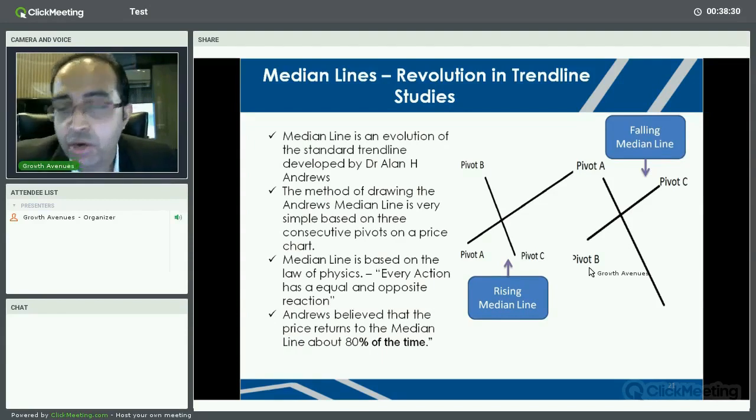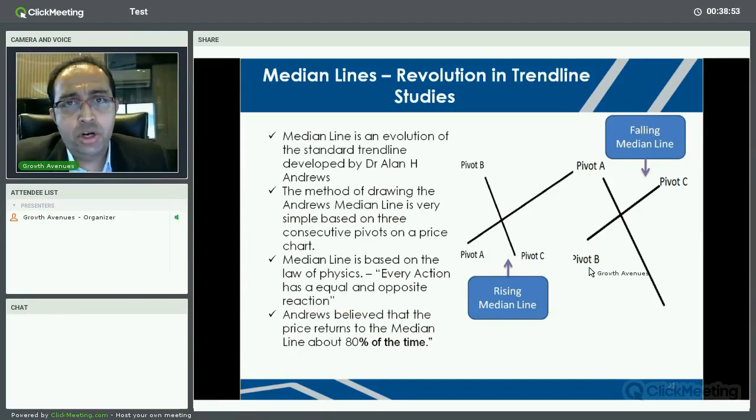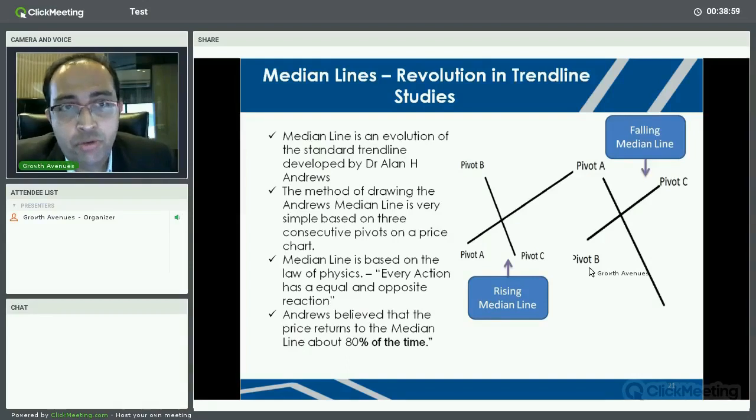But the concept of median line itself is a fascinating subject, and that's what I'm here to show you, how the trend line study is quite a revolution in itself. You can see here that the median line concept is based on Newtonian principles, which is every action has an equal and opposite reaction. And the median line concept was used by Dr. Alan H. Andrews, who developed the Andrews pitchfork. He used the concept of median line and then developed a tool based on it to identify the market reversal points.